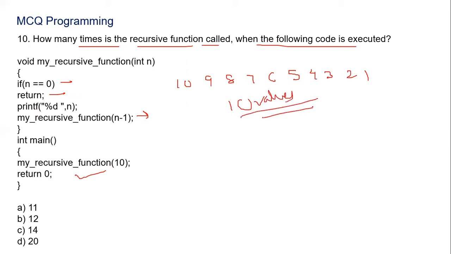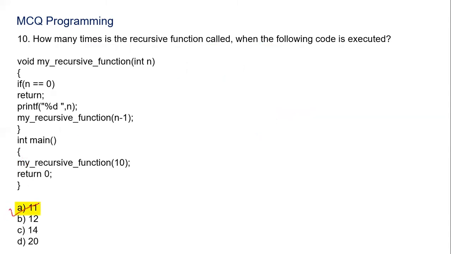So we already have 10 calls over here, right? 10 times it is being called here itself. What about the one time when we first call it? So 10 plus 1, so the correct answer is going to be 11. The correct answer is 11. This is the number of times it is being called. Okay, so we are done with the MCQ questions.